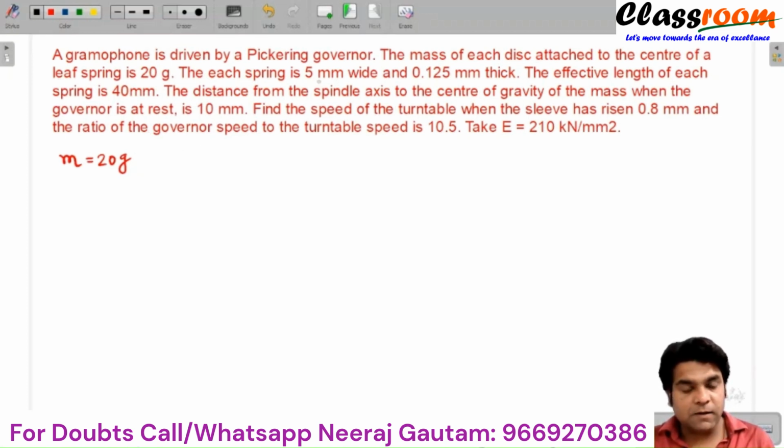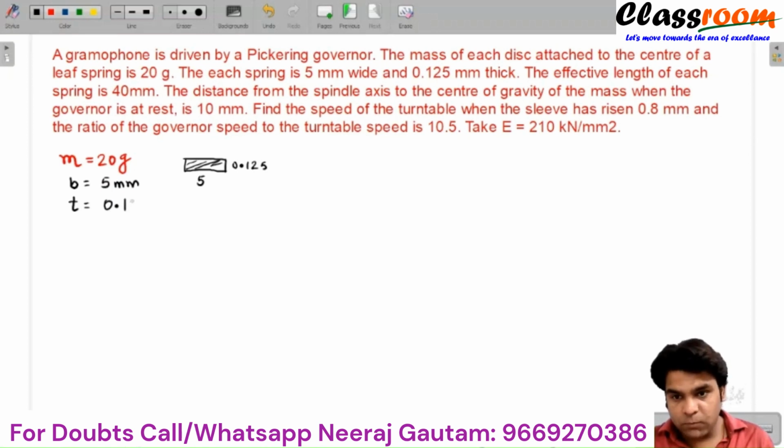Each spring has 5 mm wide and 0.125 mm thick. So this is the cross section of a spring, which is 5 mm wide and 0.125 mm thick. Let b be the width of the spring, which is 5 mm, and t is the thickness of the spring, that is 0.125 mm. The effective length of a spring, L, is 40 mm.